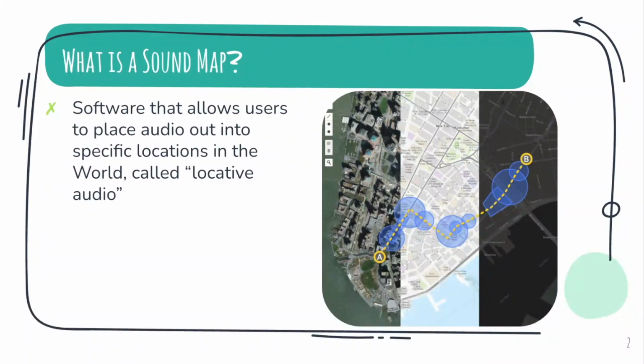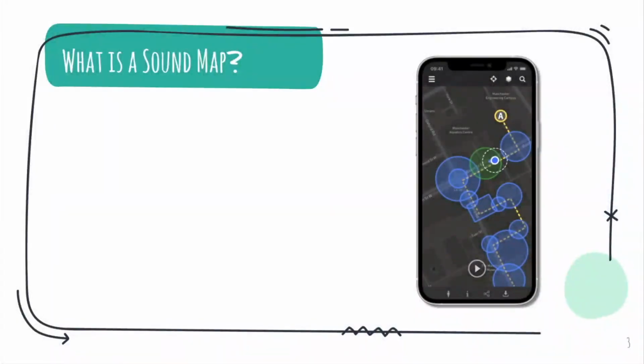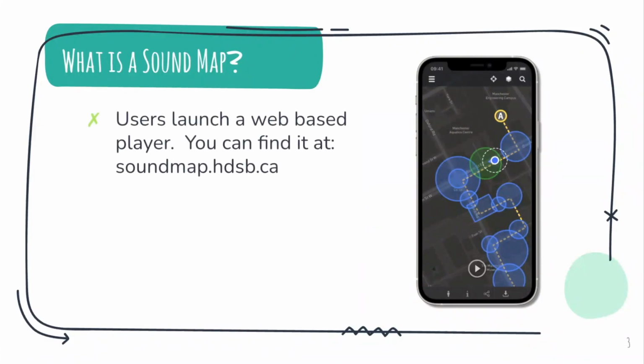This software is used for sound walks, location-specific immersive experiences, sharing the stories and histories of particular places, storytelling, games, and so much more. A sound map is a location-specific way of publishing audio files. The HDSB sound map allows you to place sounds in specific locations in the world, and listeners can load up the map using a URL in their mobile browser to listen to the audio in the location that you want them to listen. No app needed.